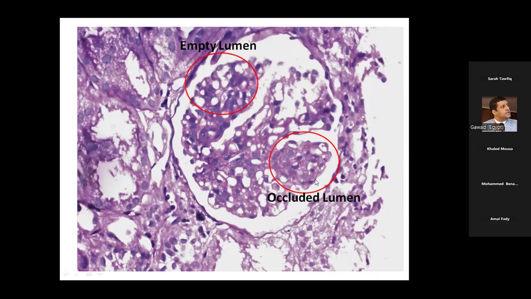Our job now is to say, is it occluded by cells that are of situation number one, just endothelial injury, or are there intruders, there are inflammatory cells. Let's try to differentiate.